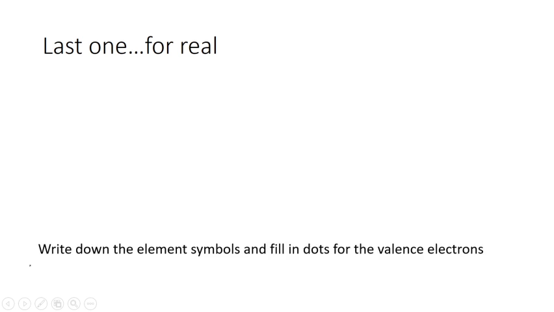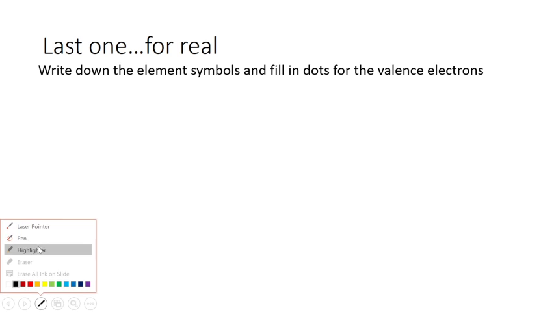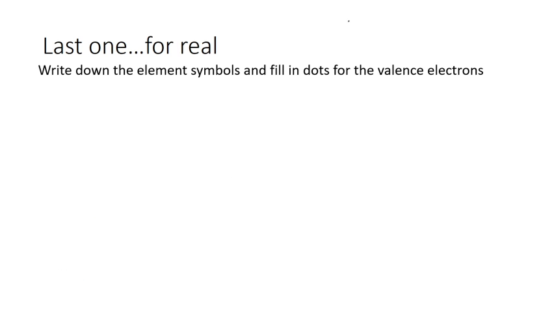Oh, and we're going to do one more. Last one for real. For this one, let's do HCN, hydrocyanic acid. So we're going to write down the elements. We've got 3 this time. H, it's in column 1A, 1 valence electron. Carbon, 4A, 4 valence electrons. Nitrogen, 5A, 5 valence electrons.